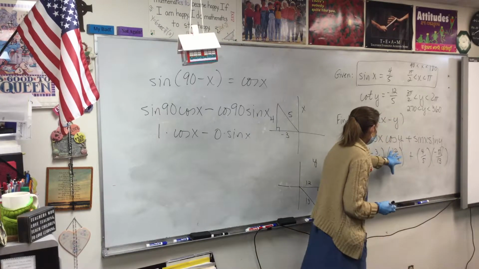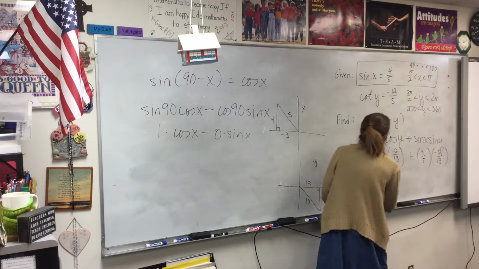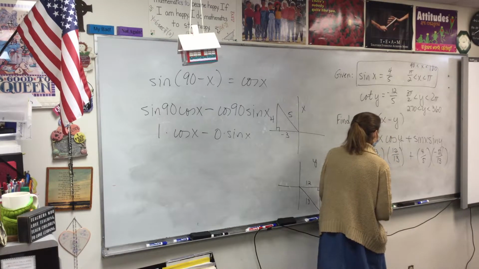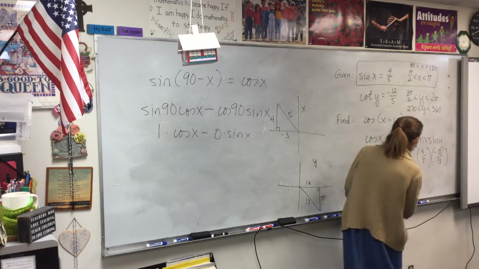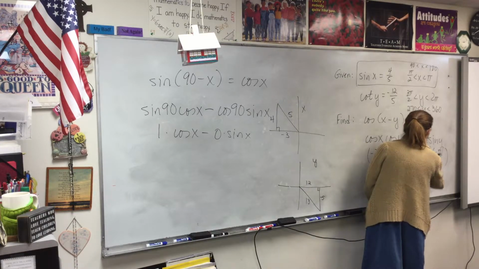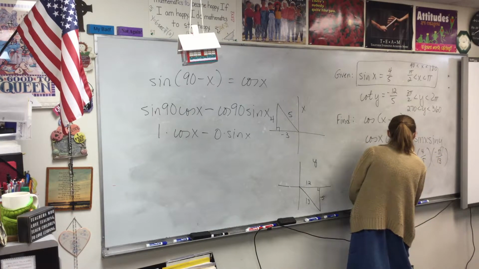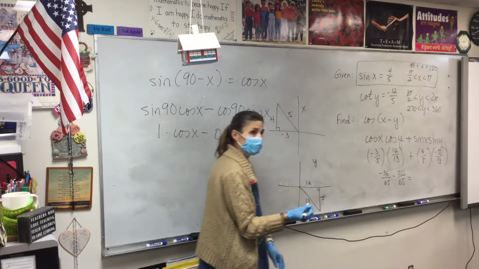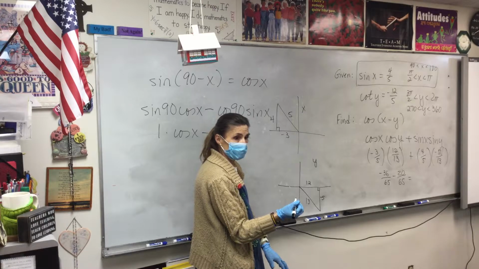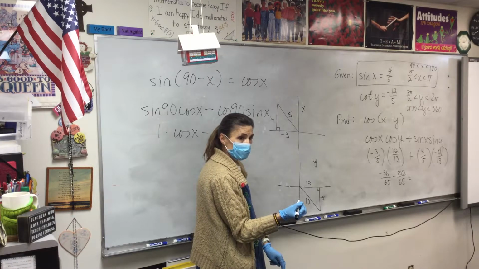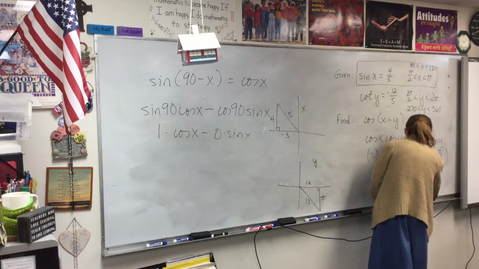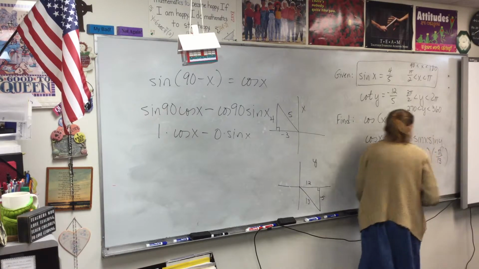So now I can multiply these together. -36/65 minus, because it's a minus there, 20/65. So the answer is -56/65.